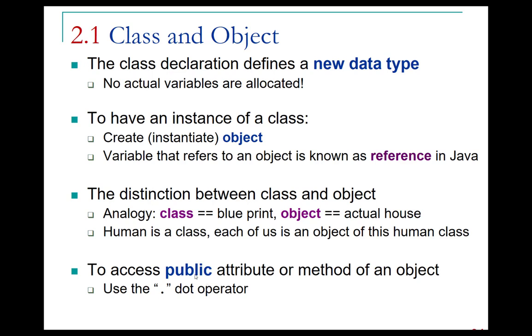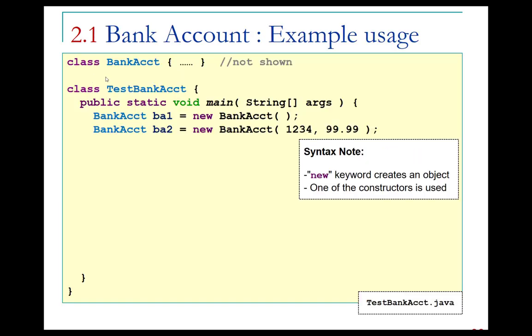Just like in Python, to refer to the attribute or method of an object, we use the dot operator. Now let's look at a full test example of our bank account created previously. We have class TestBankAccount. As before, public static void main. This is the place where the Java system will enter the program.